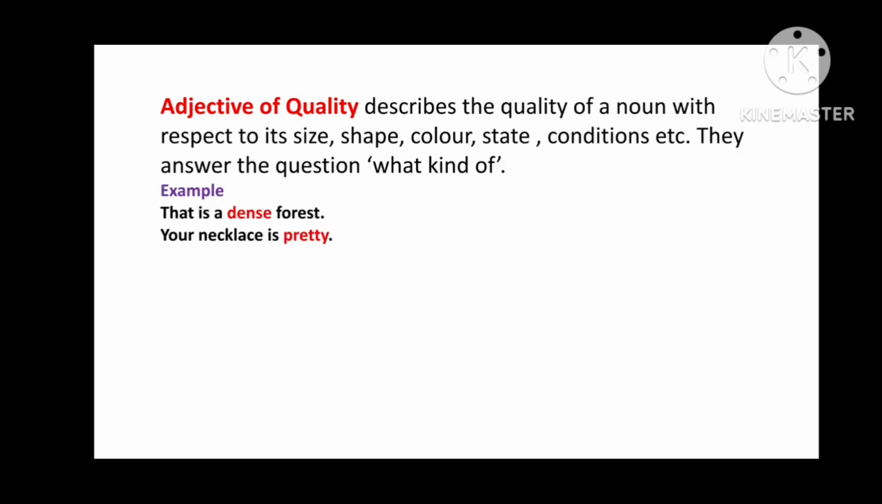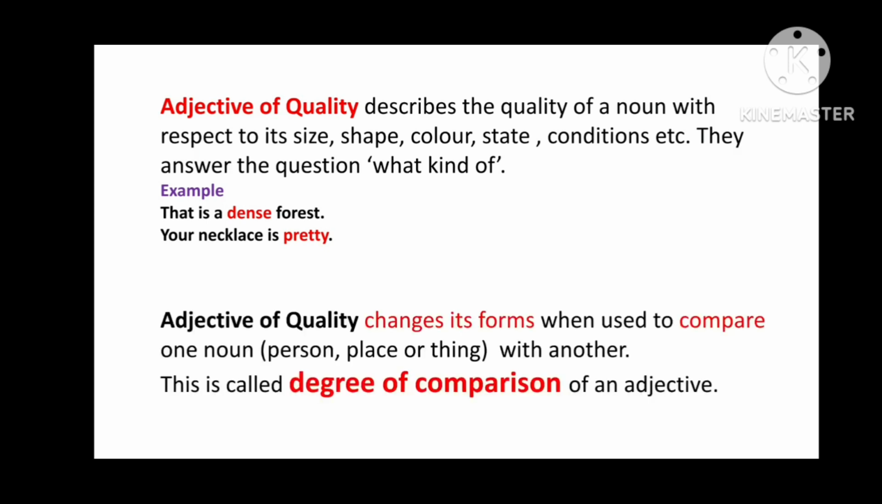For example, this is a dense forest. What kind of forest? Dense forest. Your necklace is pretty. What kind of necklace? Pretty necklace. Here, dense and pretty are adjective of quality. Adjective of quality changes its forms when used to compare one noun, that means person, place or thing, with another. This is called degree of comparison of an adjective. Hence, degree of comparison applies on adjective of quality.